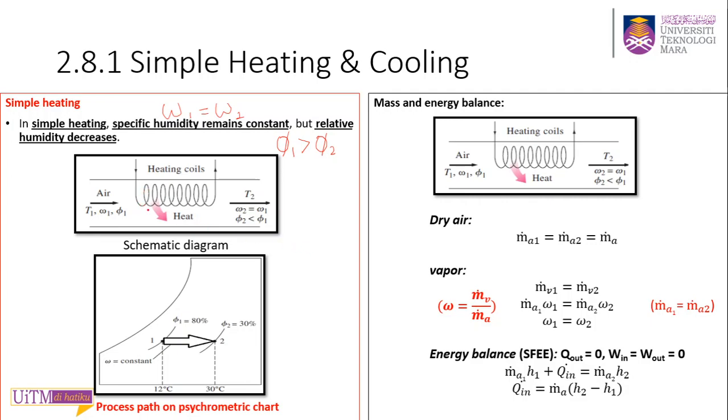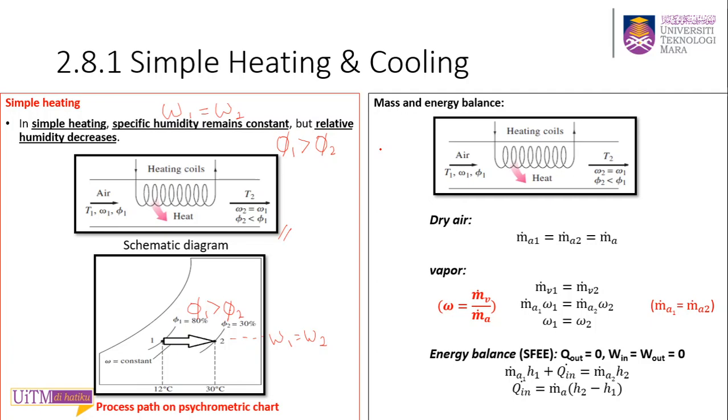So these are the two key points for the simple heating process. This is the schematic diagram, so make sure you can draw the schematic diagram, and this is what happens on the psychometric chart. The process line will move to the right, from state 1 through the heating process to state 2. Temperature increases, omega remains constant, omega 1 equals omega 2, and phi decreases. So phi1 here is greater than phi2. That is what happens on a psychometric chart.